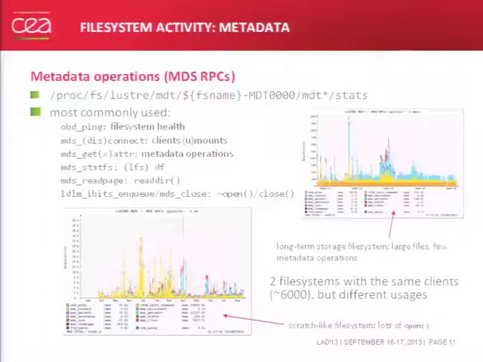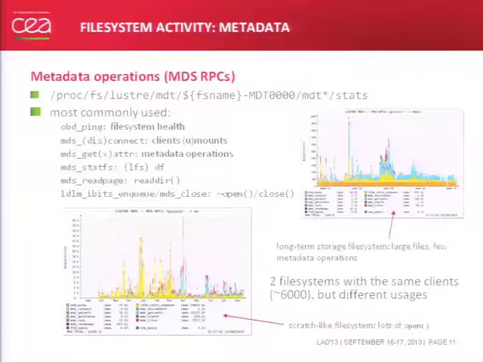We graph mds_getattr, mds_getxattr, so we can visualize the peaks in attribute reads, which are typical of file copies, this kind of thing. We also graph the mds_statfs, mds_readpage, which gives you an idea of the number of readdirs the users are doing. And ldlm_ibits_enqueue and mds_close, which gives us a representation of the number of opens and closes in the file system.